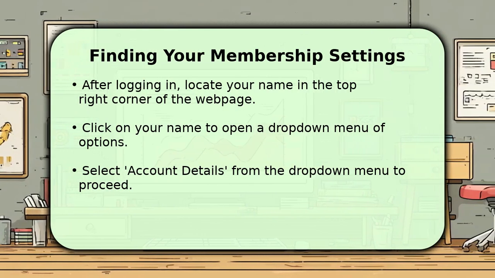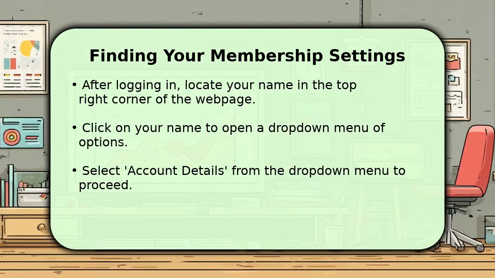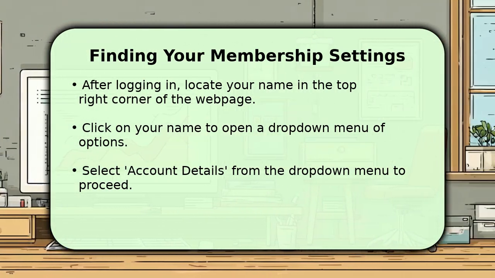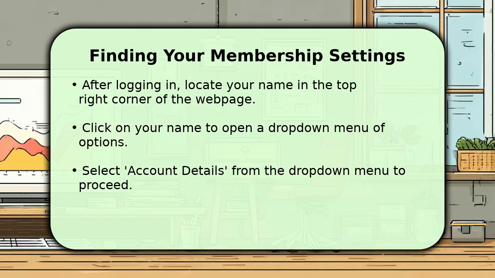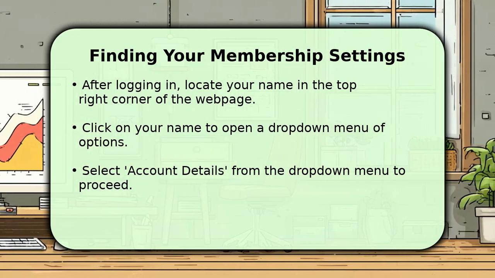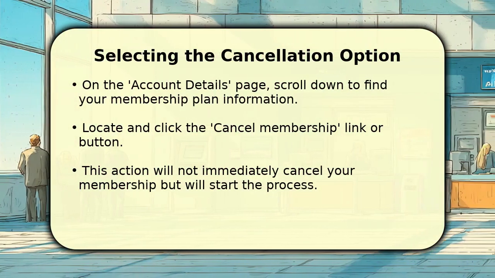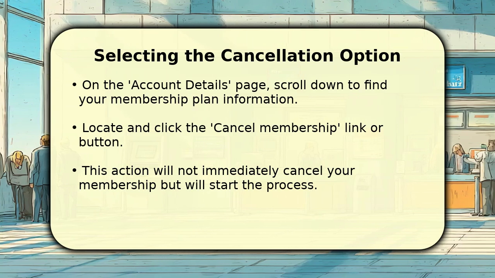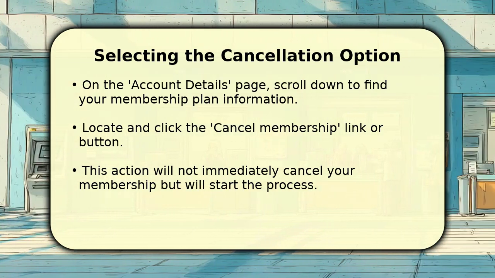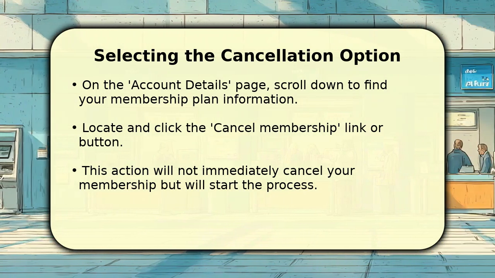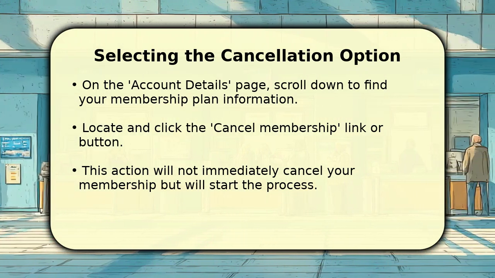This page serves as your central hub for managing all aspects of your Audible membership, including your payment information and subscription status. It is the gateway to initiating your cancellation. On the Account Details page, scroll down until you locate a section related to your membership plan. You should see a link or button labeled Cancel Membership. Click on this link to begin the formal cancellation sequence.